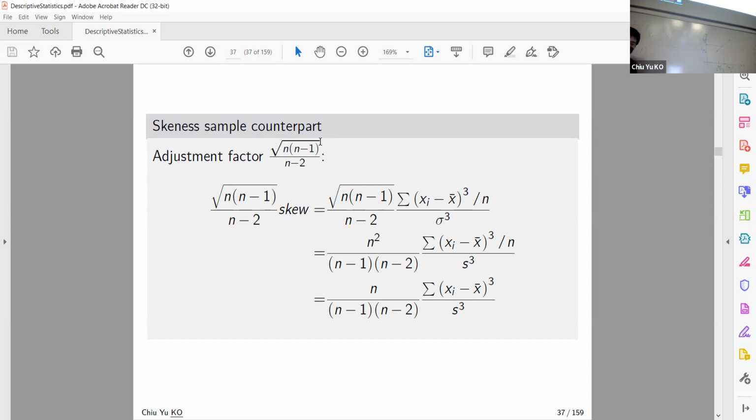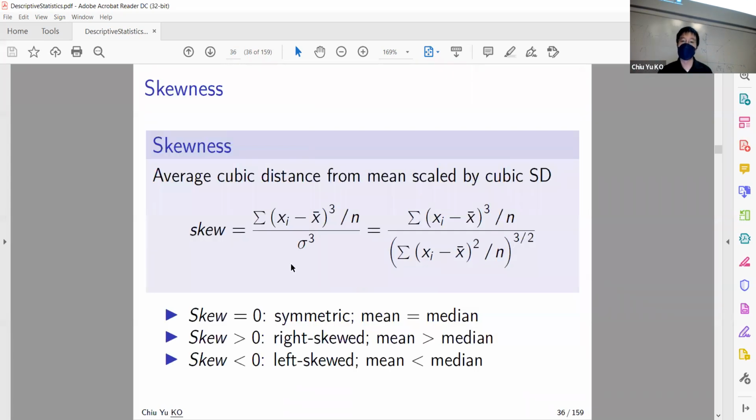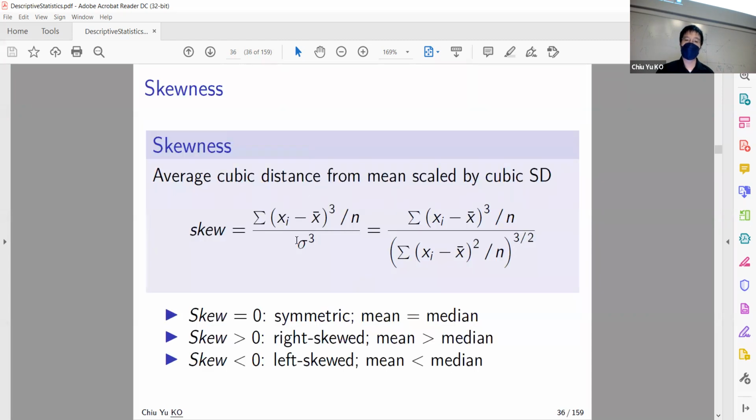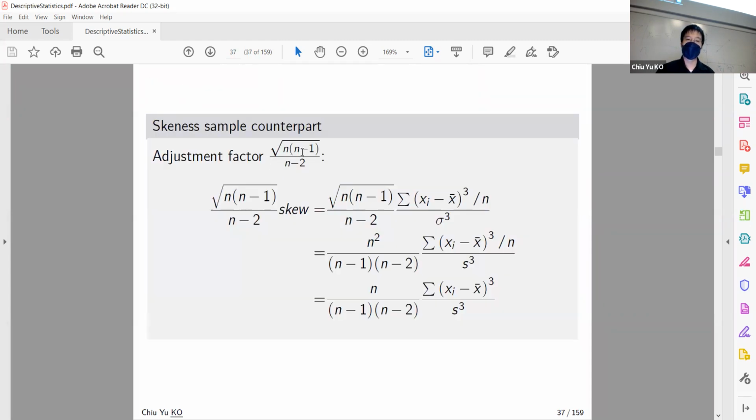The reason is that this is what you see from Excel. When you calculate skew from Excel or R, this is what you have. You are not getting the blue one. If you want to get the blue one, you have to calculate from scratch by yourself. What you get from the Excel spreadsheet or a software package is always this one. So it's the one you calculate intuitively, multiplied by this adjustment factor. Is that clear what I'm saying?